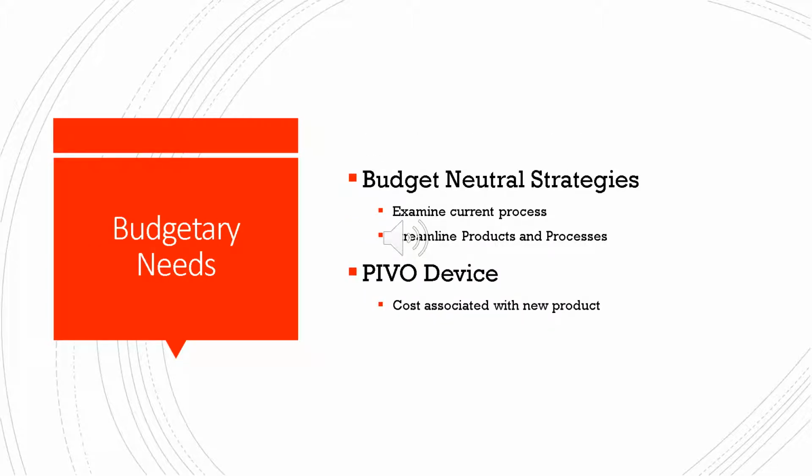So any budgetary needs for the project at this point are very minimal. With lean methodologies, you really want to examine the current process and find out how to streamline products and processes. So those things are really budget neutral strategies at this point.